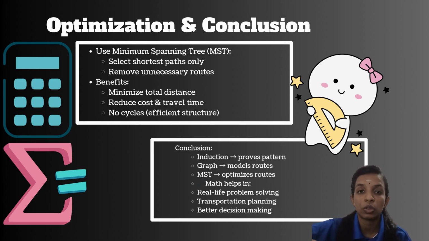So to conclude, mathematical induction helps us prove patterns. Graph theory helps us model real life situations, and the minimum spanning tree helps us optimize them. So this shows that mathematics is not just theoretical but very useful in solving real world problems, especially in transportation and decision making.